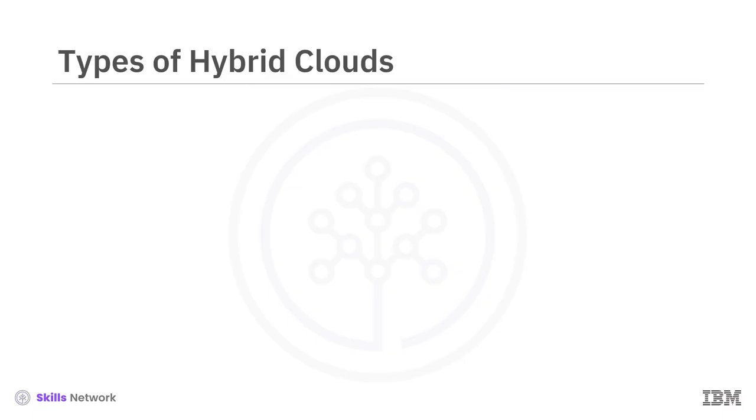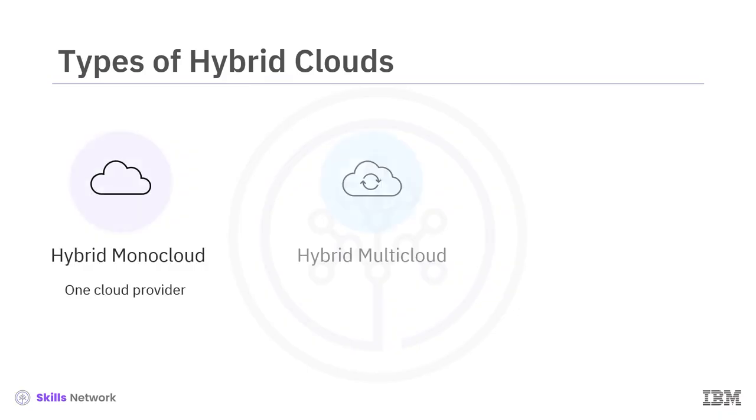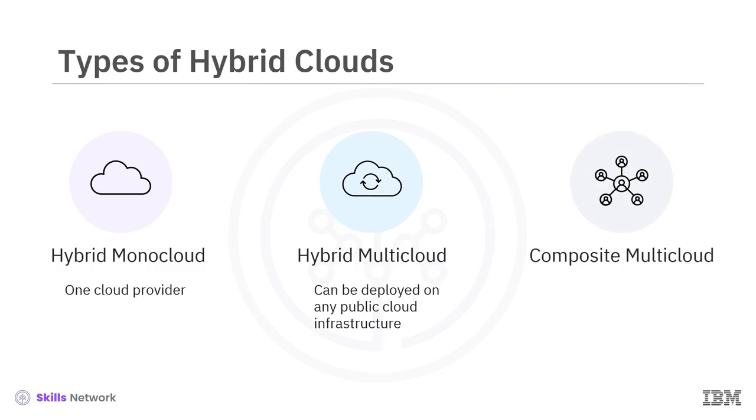There are two common types of hybrid clouds: hybrid monocloud and hybrid multi-cloud. A hybrid monocloud is a hybrid cloud with one cloud provider, while a hybrid multi-cloud is an open standards-based stack that can be deployed on any public cloud infrastructure. The difference lies in the flexibility that the hybrid multi-cloud offers organizations to move workloads and environments from one vendor to another. There is also a variant of hybrid multi-cloud called the composite multi-cloud, which makes this flexibility even more granular as it distributes single applications across multiple providers, allowing you to move application components across cloud services and vendors as needed.